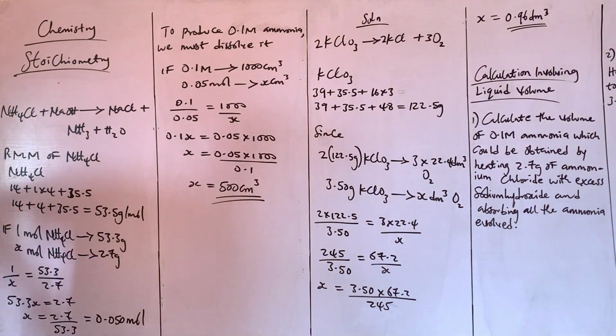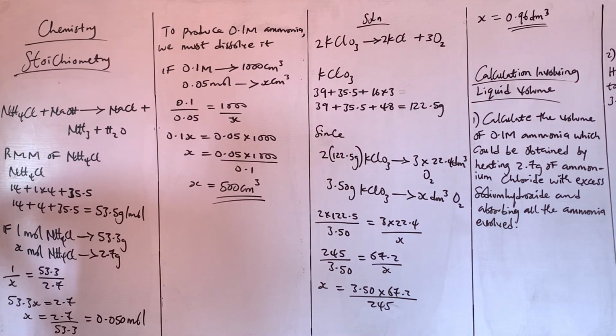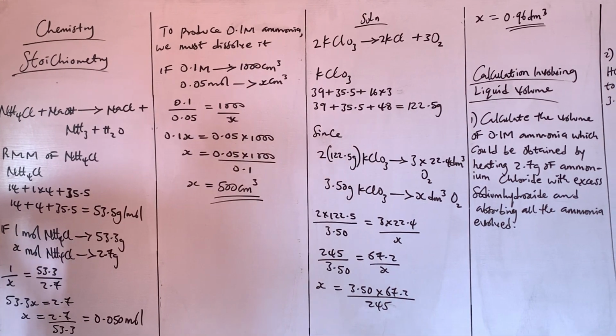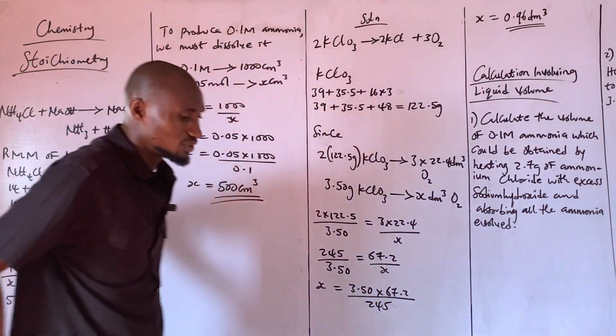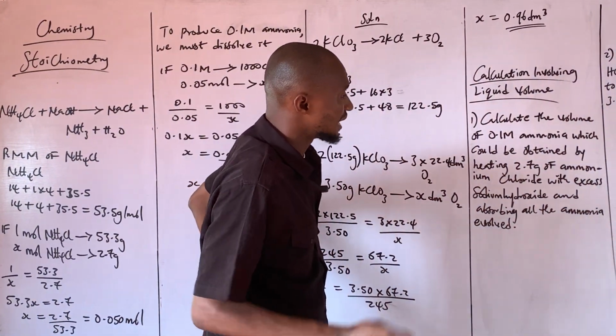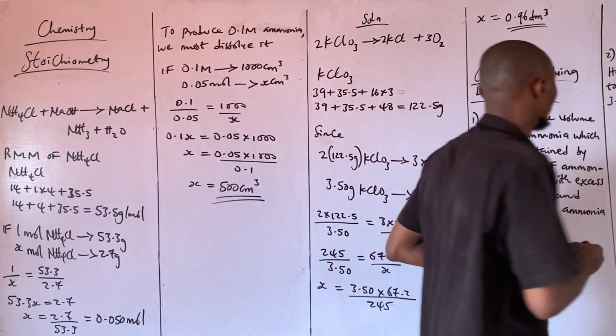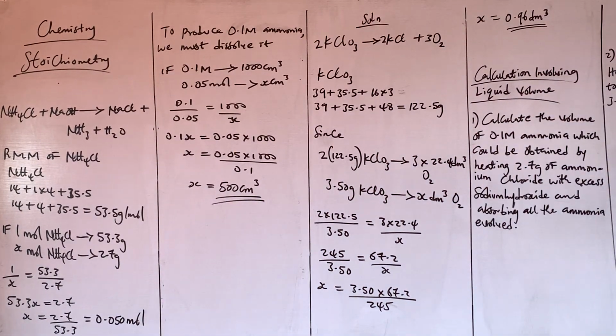What volume of 0.1 mole of hydrogen chloride will be required to react completely with 3.25 gram of zinc? Or can we do that over here? Are we sure we can do that over here?